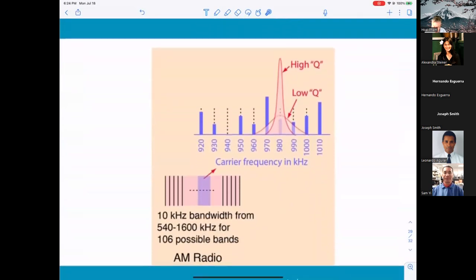Now, see what's in here. AM radio. You understand it's a frequency domain, okay? AM radio has a 10 kilohertz bandwidth from 540 to 1600 kilohertz. If you listen to the radio, on AM, you can go from 540 to 1600 kilohertz. And they're telling you there are a total of 106 possible bands.